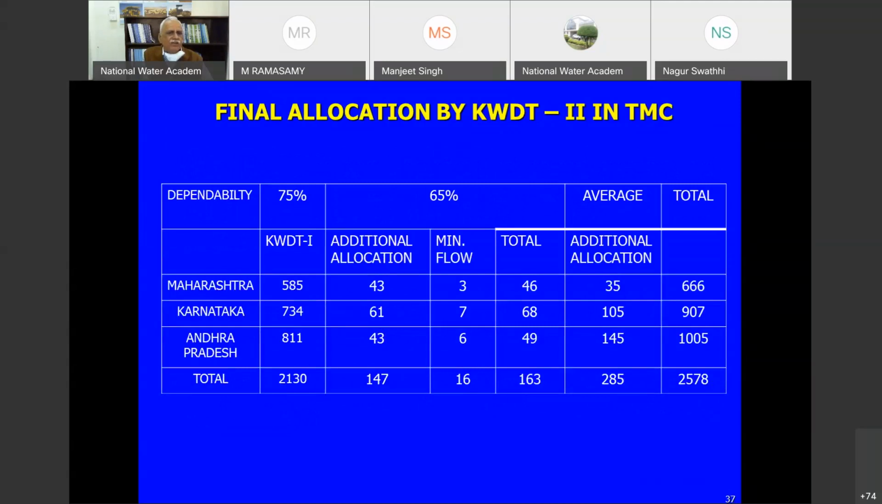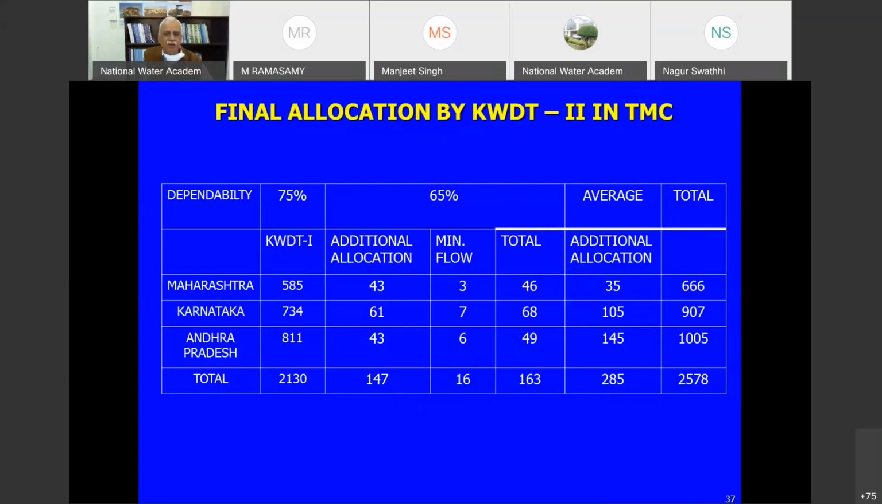So the final allocation by KWDT 1 and KWDT 2 is given in this table. KWDT 1 gave Maharashtra 585, that is 560 plus 25, Karnataka 700 plus 34, and Andhra Pradesh 800 plus 11, total 2130. This total, then, Maharashtra at 65%, 46 TMC, Karnataka 68 TMC, and Andhra Pradesh 49 TMC, total 163 TMC.